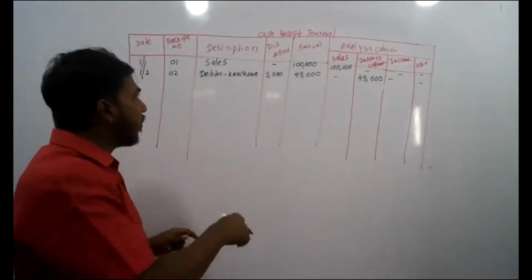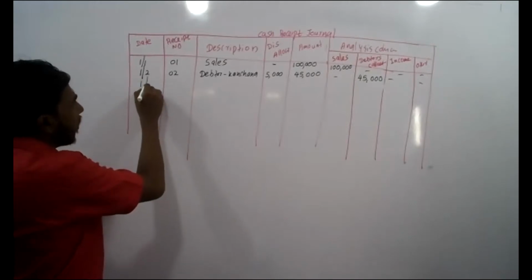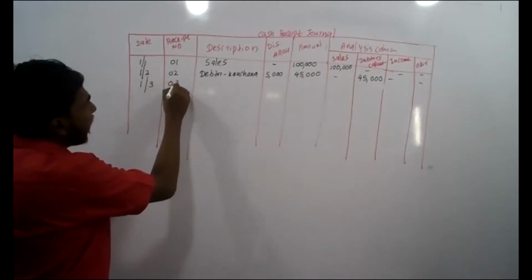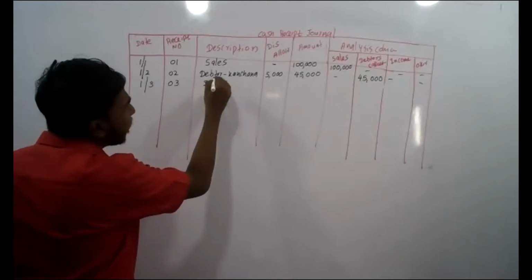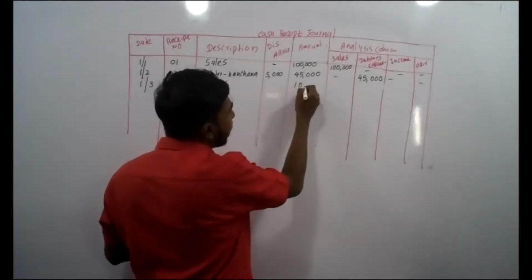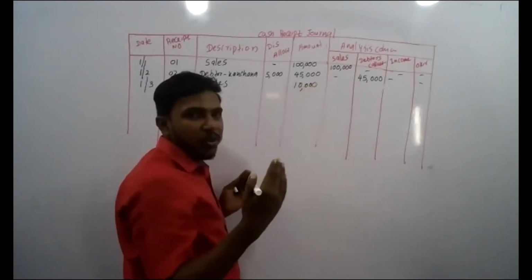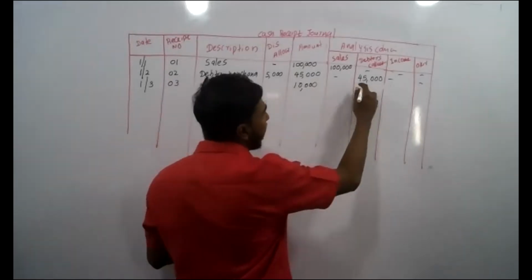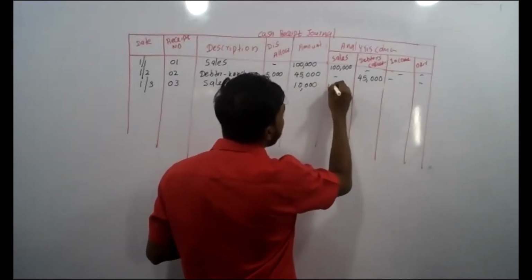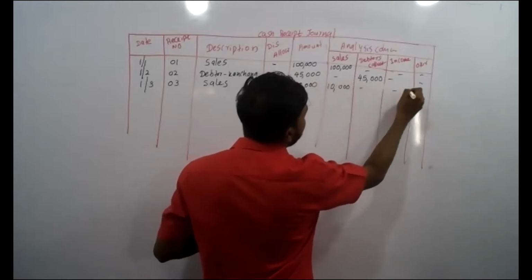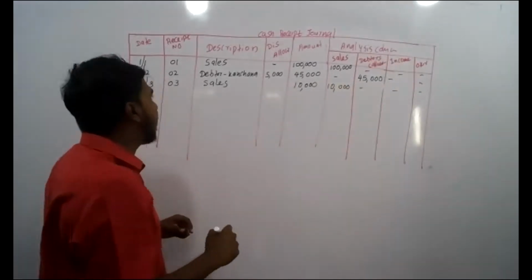Clear? Then I would say the next one. January 3rd, receipt number 3. Again, we'll say this is for sales. Amount is 10,000. Then let me know which column you have to select. You can select debtor collection, income or other. So it's 10,000.